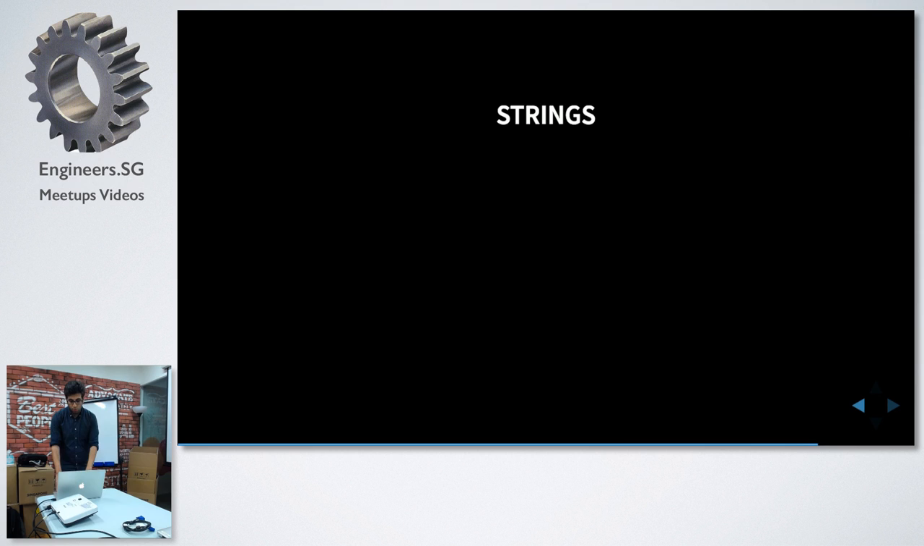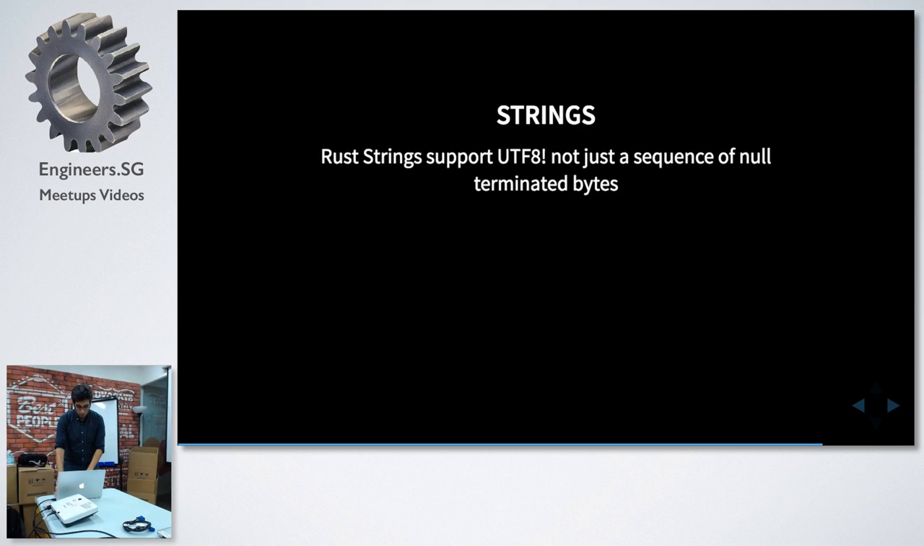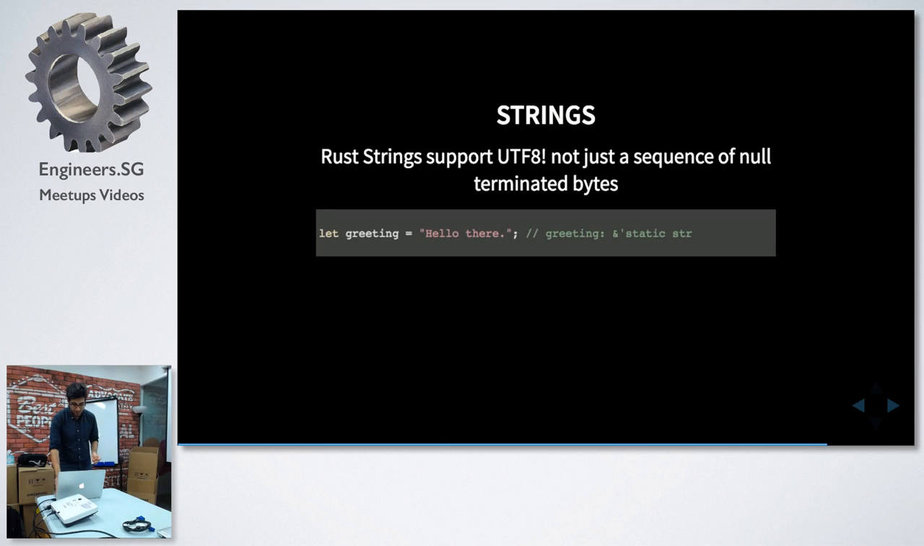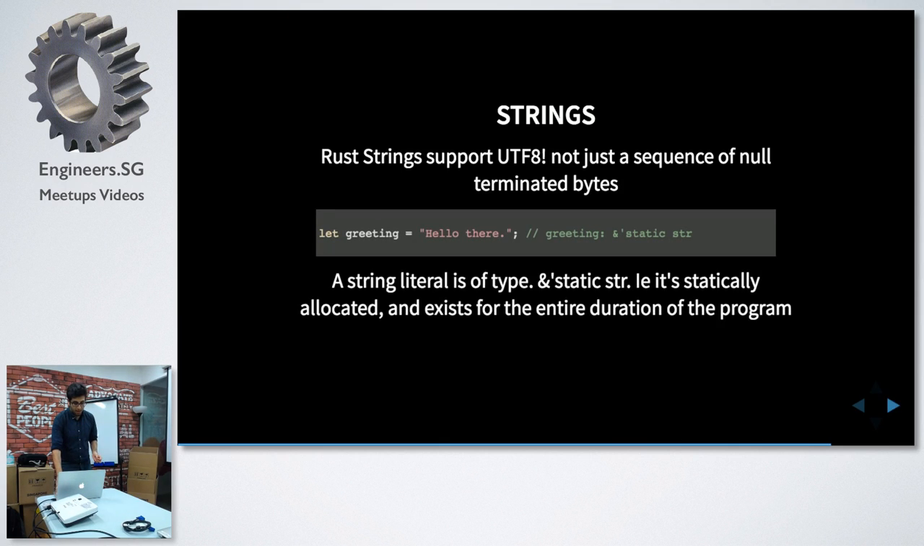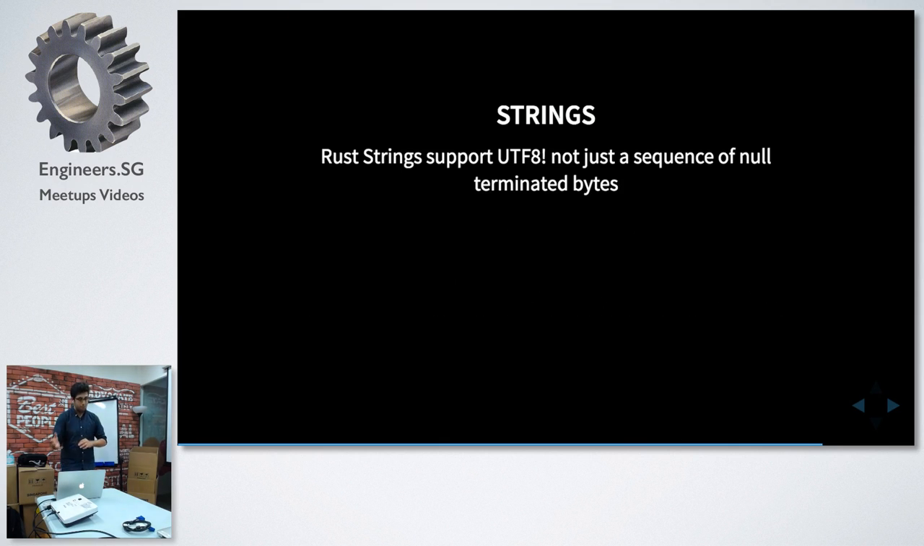Another thing that is quite interesting about Rust is how it deals with strings. Rust supports UTF-8 properly. It doesn't do a shoddy job of supporting UTF-8 by hiding UTF-16 characters or making it just a sequence of null-terminated bytes. Rust properly supports UTF-8 strings. I'll get into what that means in a bit.